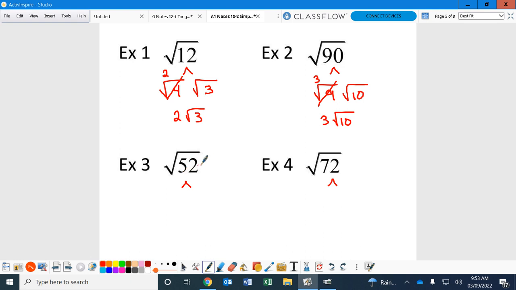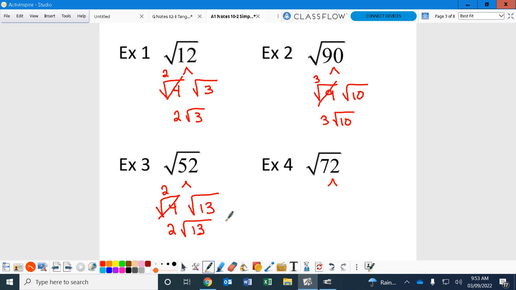What goes into 52 from that list? 4. It is 4? How many times does 4 go into it? 13? Okay. It goes in there 13 times. So our nice number is 4. Our not nice number is 13. What's the square root of 4? 2. So it's 2 square roots of 13.